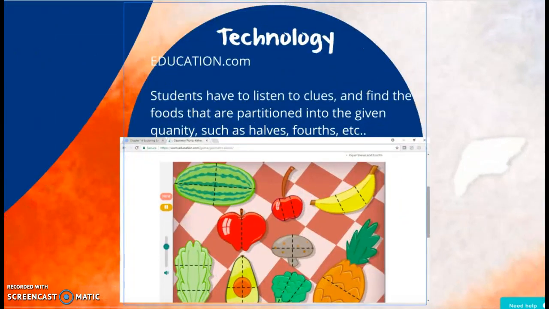Education.com has an excellent technology resource where students are given objects that they have to partition into halves, fourths, and other fractions.